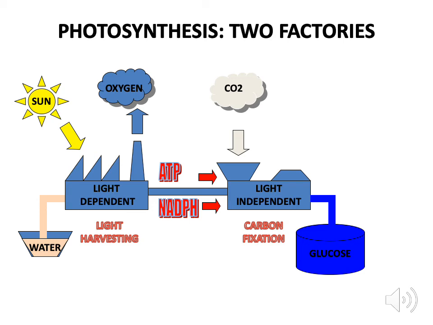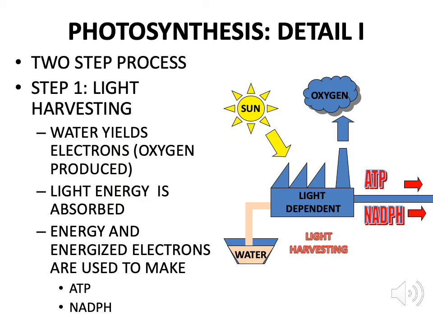Glucose is a 6-carbon compound. So ultimately, I'm going to need 6 molecules of carbon dioxide in order to make glucose. And I'm going to take those 6 carbon atoms, I'm going to take the energy, I'm going to take the energized electrons, and put them all together to make this food molecule. Okay, so photosynthesis is a 2-step process. We need to focus on step number 1 in this slide, and then we'll focus on step number 2 in the next slide.